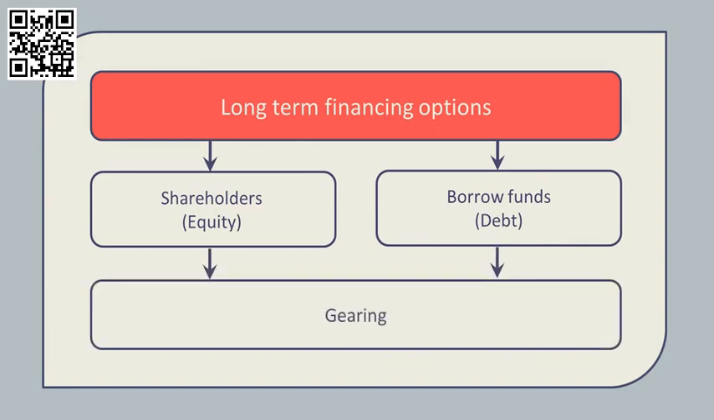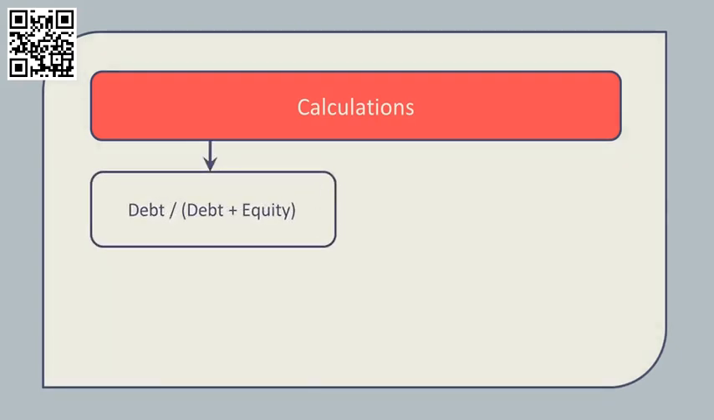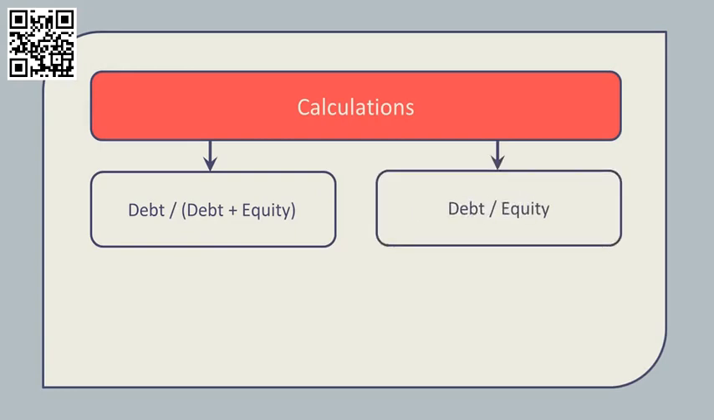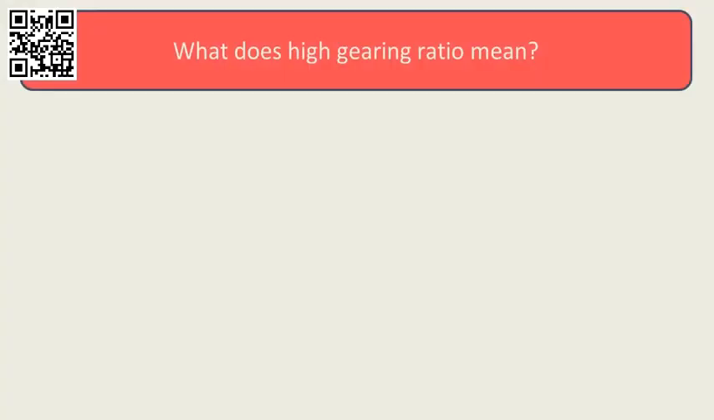The gearing ratio looks at the relationship between the shareholder funds, i.e. equity, and the debt. Typically, there are 2 accepted calculations of this ratio, either debt divided by debt and equity, or debt divided by equity. The measure is expressed as a percentage, and generally any ratio greater than 50% would denote that a company is highly geared. So what exactly does this ratio mean, and why is it so important?